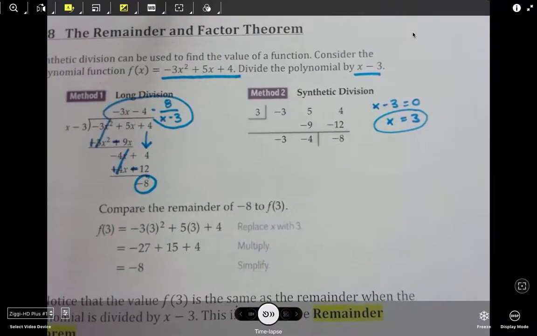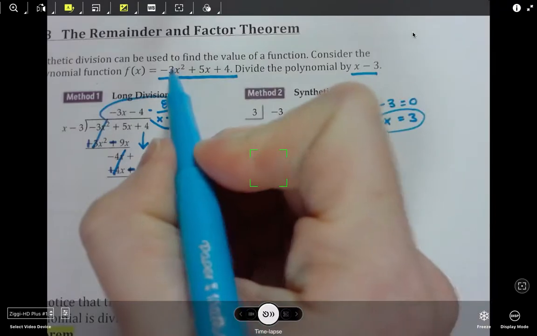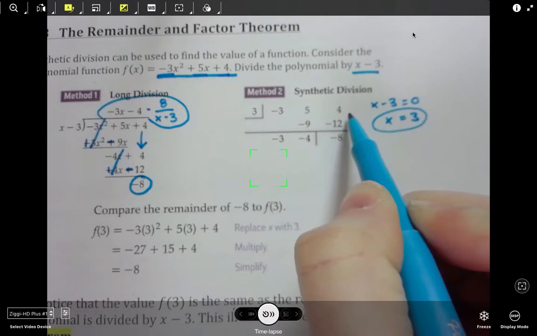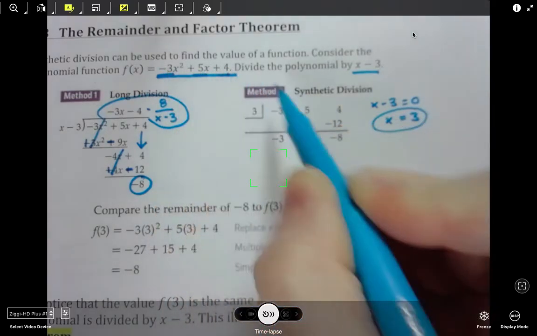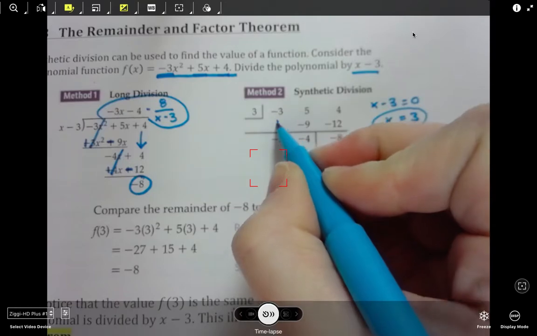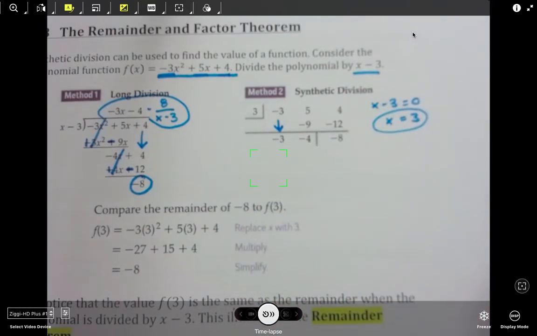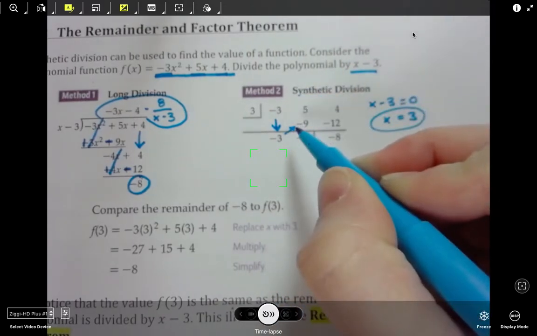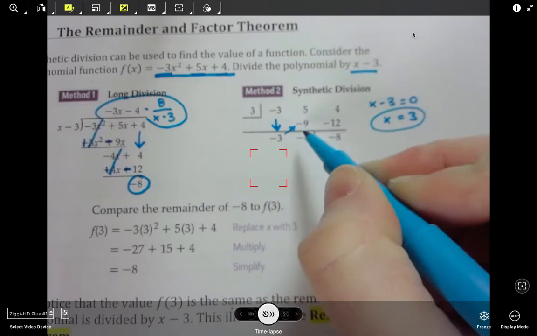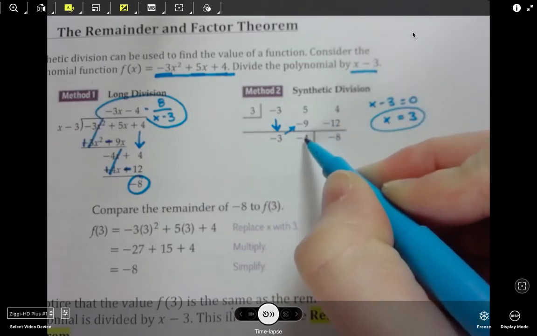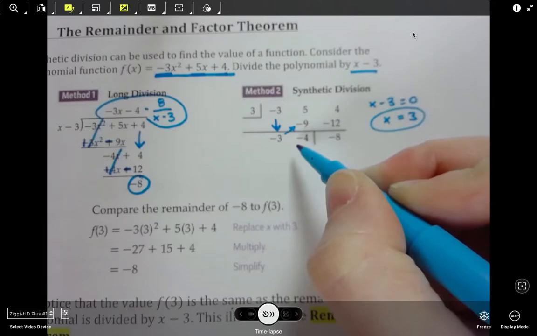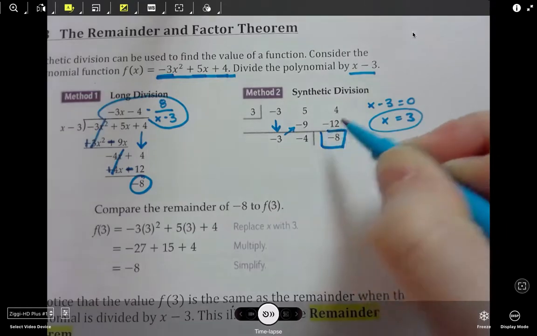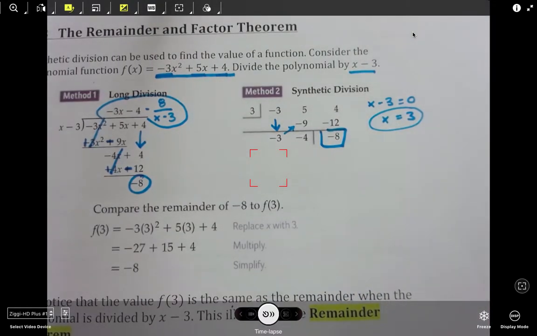So that 3 is the number that goes in the box on the outside. Then you look at your coefficients out in front of each one of these, and those are your numbers that go here: negative 3, 5, and 4. The first number you drop down, so that negative 3 just stays the same. Then I take 3 times negative 3, and that makes negative 9. Then I add. I don't flip my symbols like I did over here, I just add. 5 minus 9 is negative 4, and then I multiply again. 3 times negative 4 is negative 12, and then I add again. I always put this last number in a box. They kind of did that also.